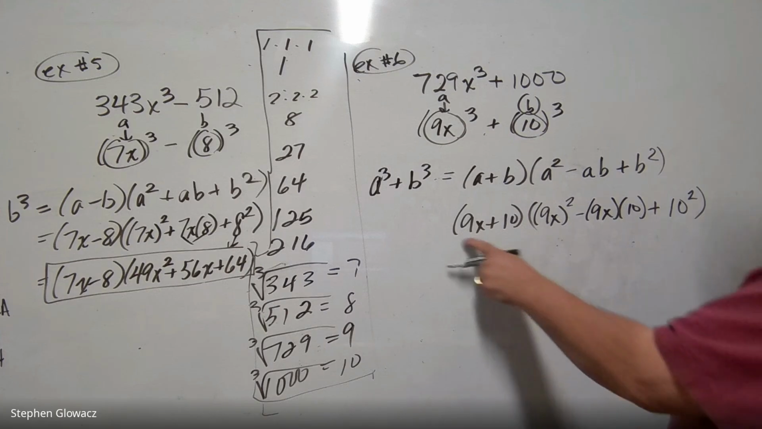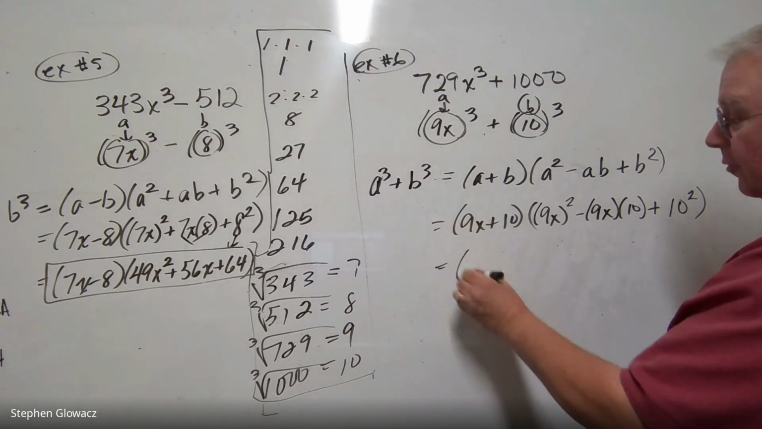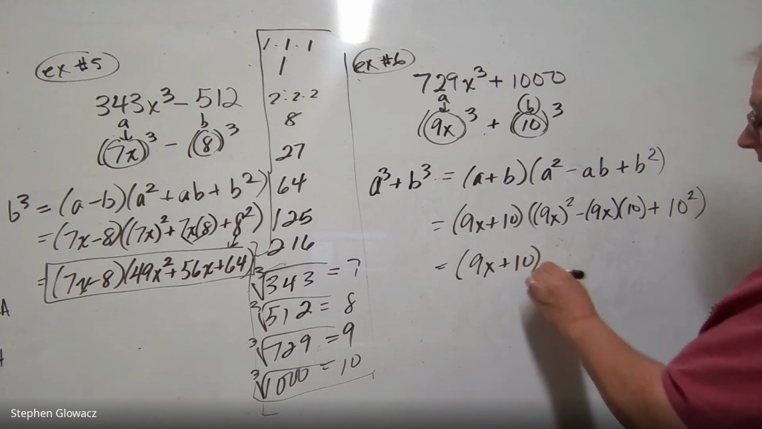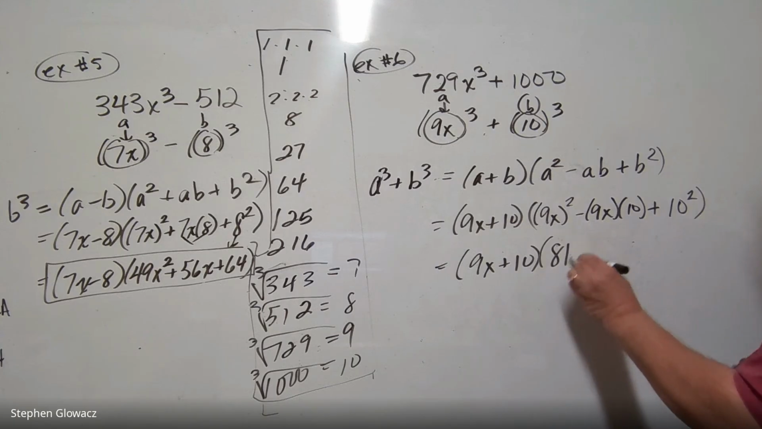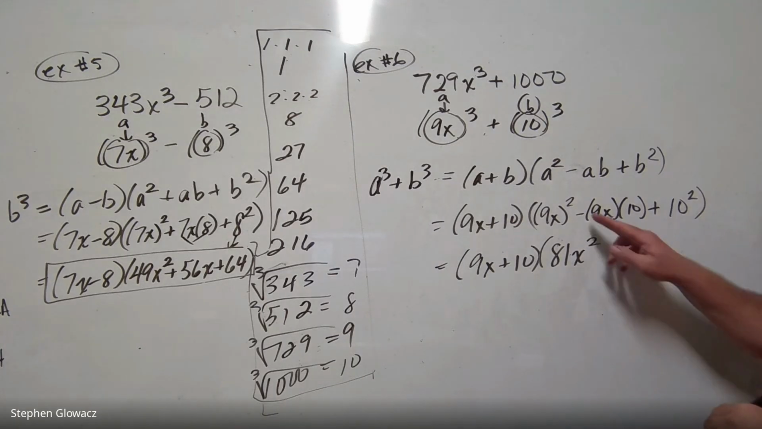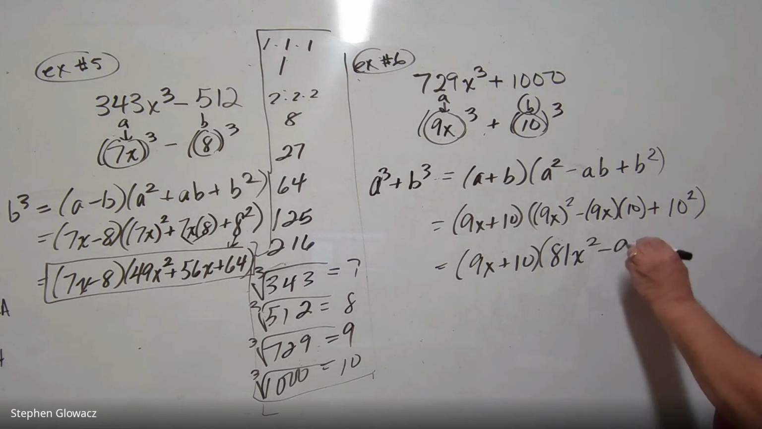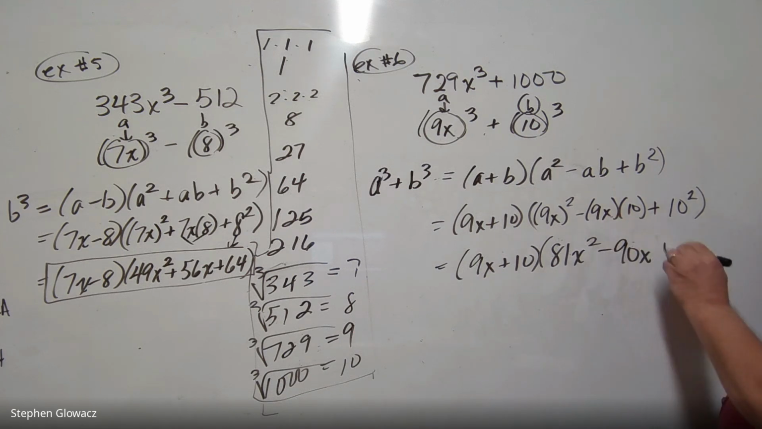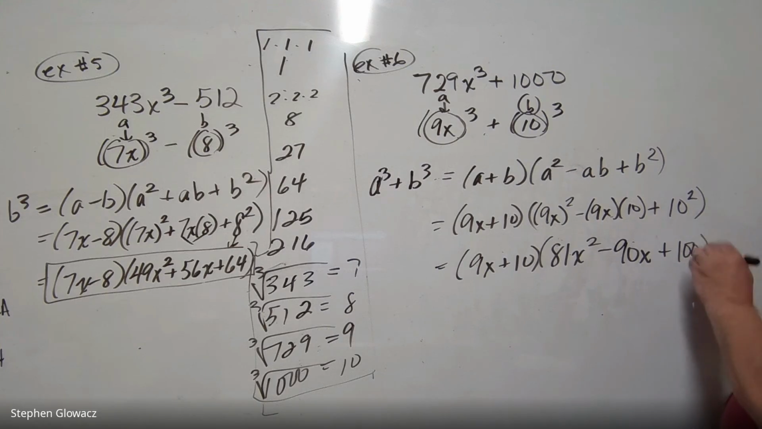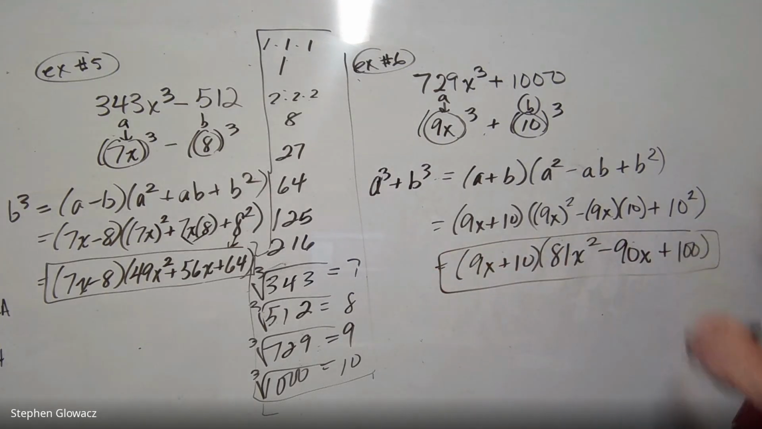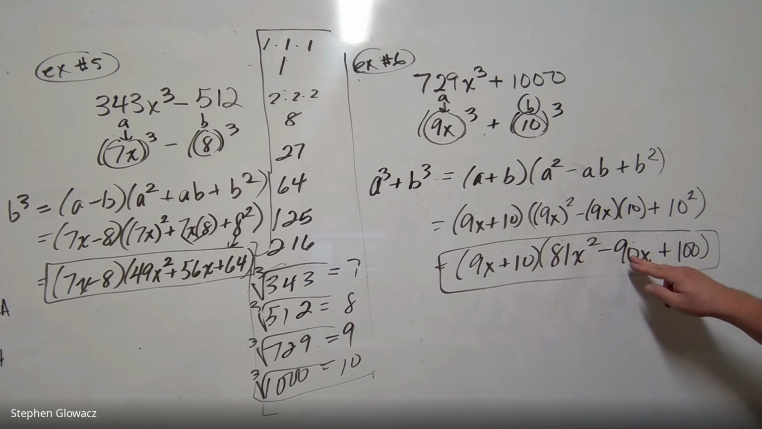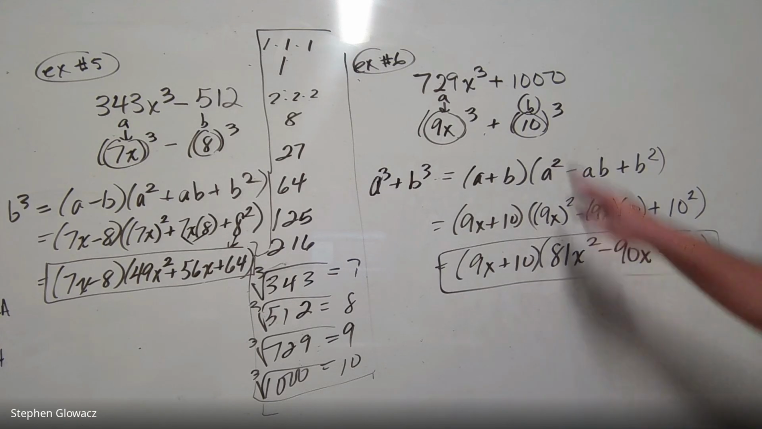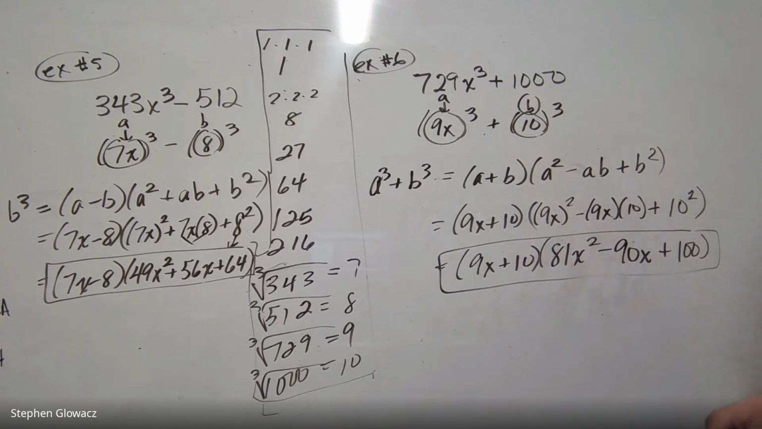So simplifying, nothing to simplify in the binomials. We just bring down 9x plus 10. Here, 9 squared, which means 9 times 9 is 81, so 81x squared. Negative 9 times 10 is negative 90. Don't forget the x. And 10 squared, which means 10 times 10 is 100. So our answer, 9x plus 10 times 81x squared minus 90x plus 100. And so that's an example for the sum of two cubes, what you're doing on number 6.